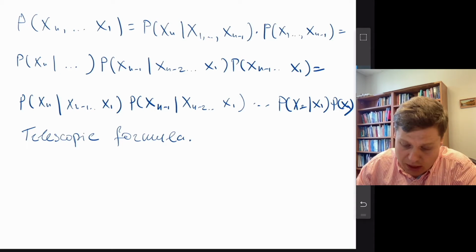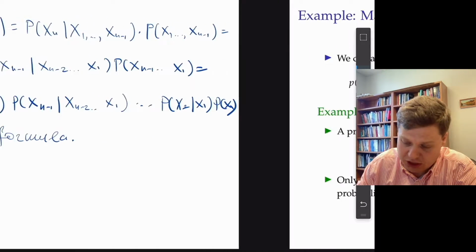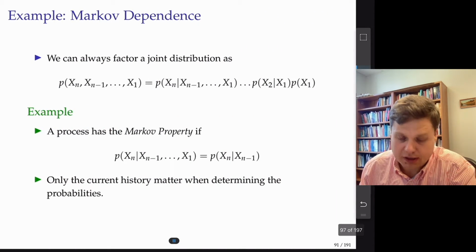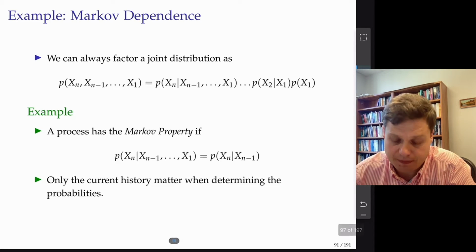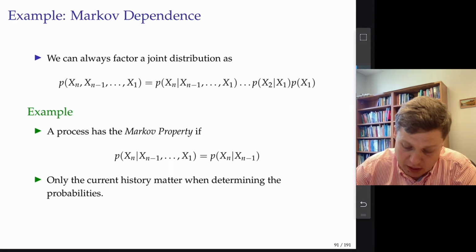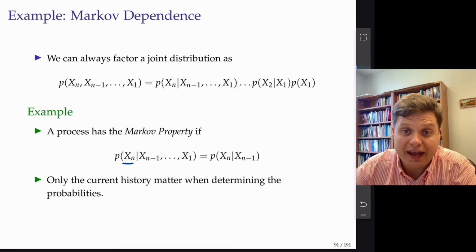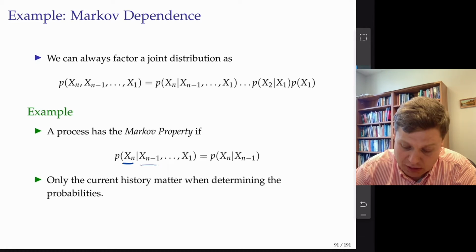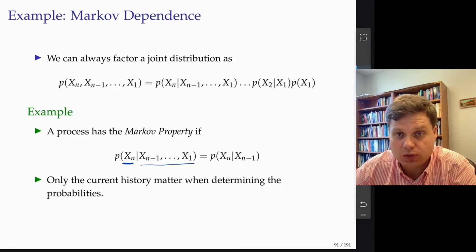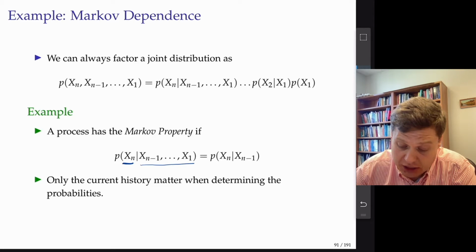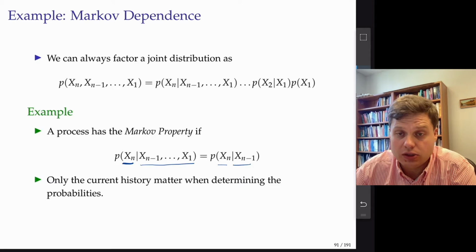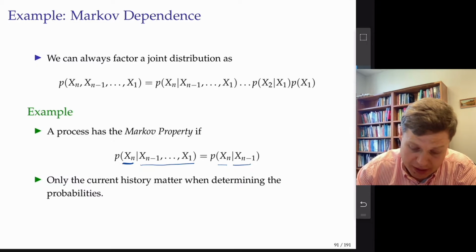And the Markov property allows us a much more compact form of writing this down. The Markov property says that the distribution over xn conditional on the rest of the variables, xn minus 1 through x1, actually equals the distribution of xn conditional on xn minus 1. So we have a very compact and very short formula for writing this.